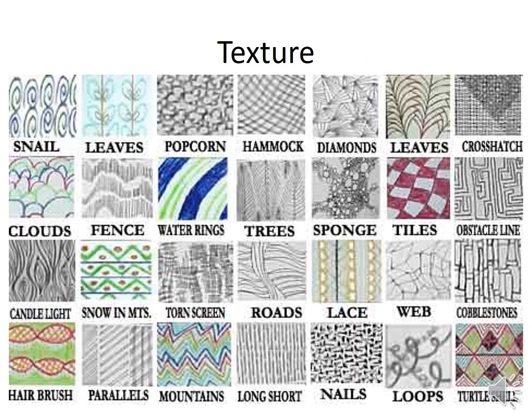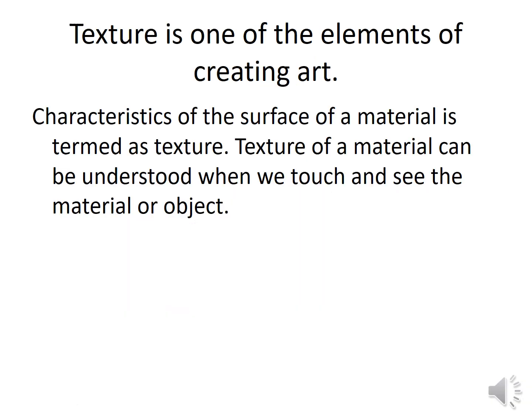Now the texture means the upper surface of any object is called texture. When you touch the surface of any object, what is your feeling? That is texture. The feeling can be rough, then can be smooth, right? So this is called texture. These are all elements of art.